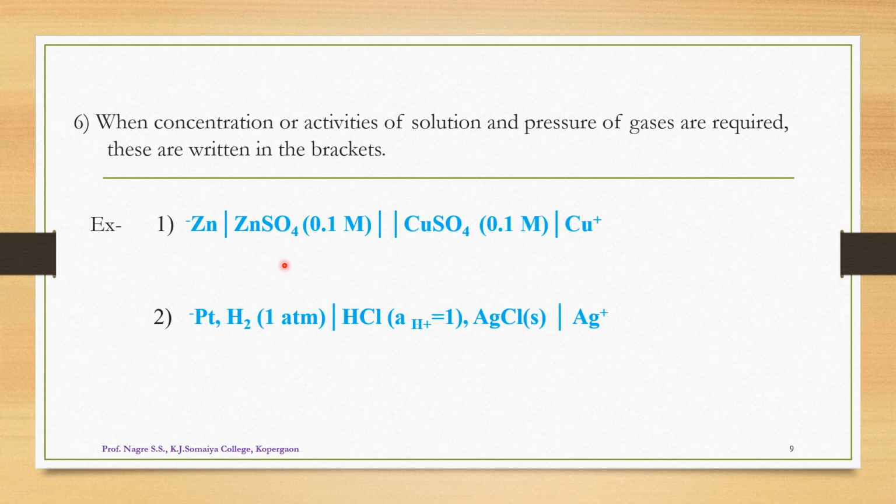So according to this convention number 6, whenever we want to represent the concentration of a particular solution, it can be represented in a bracket, or the activity of a solution can again be represented in a bracket, or in the case of a gas, if we want to represent its pressure, it can again be represented in a bracket. So convention number 6 is important in the case of either solutions or gaseous electrodes.